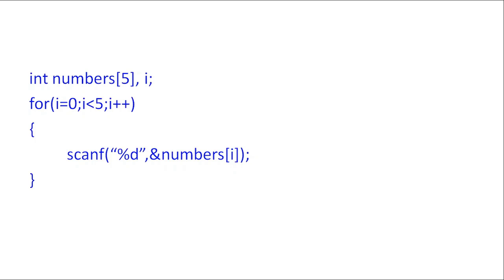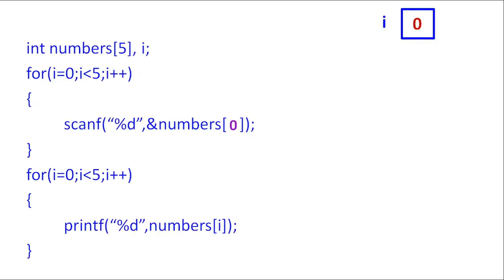Now we have used a for loop to take input for an array that contains 5 elements. This example demonstrates the accessing of the array elements by incrementing the index value with the help of a for loop. During the first iteration of the for loop, the value of i is 0, so the index of the array becomes 0. We take input for the 0th element.